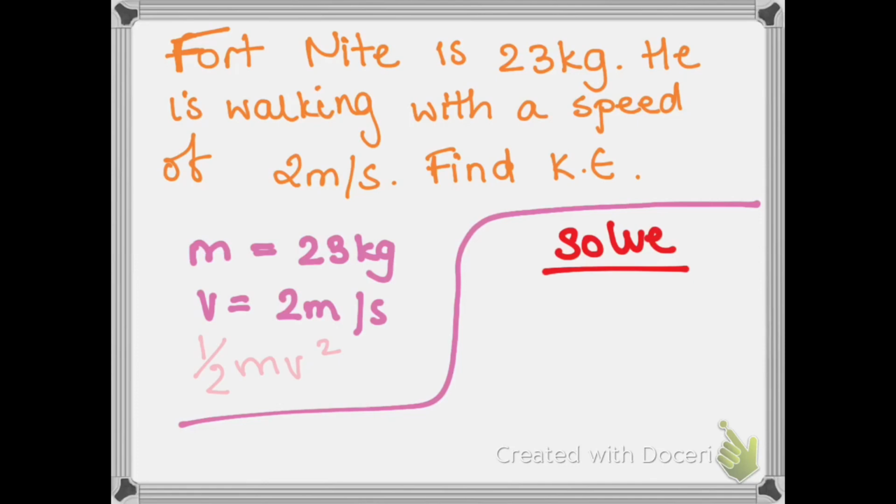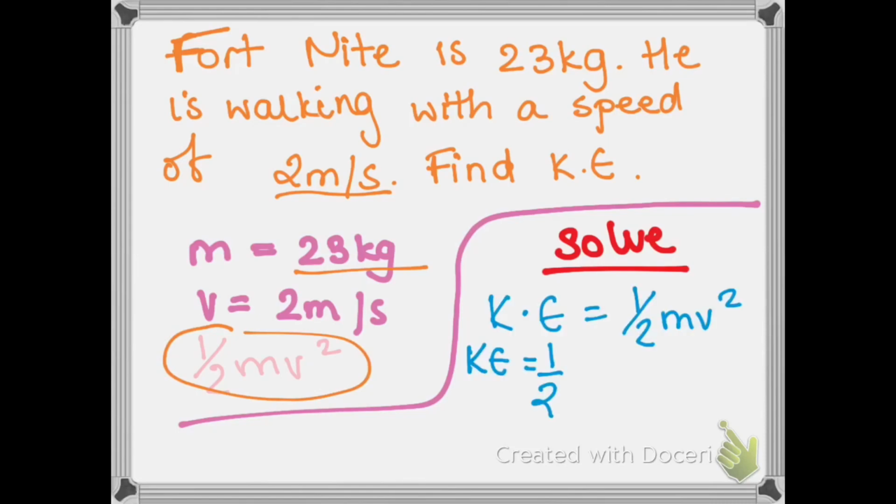Find the kinetic energy. From the question, we understand that the mass is 23 kgs, as it says, Fortnite is 23 kgs. And then the velocity is 2 meters per second because it clearly says is walking with a speed of 2 meters per second. And now all we have to do is substitute those values into this equation.